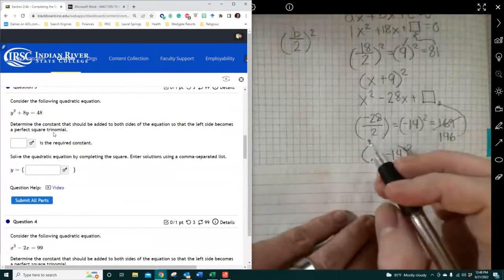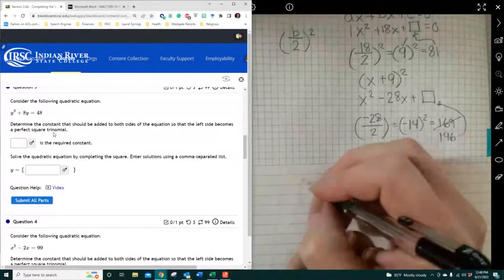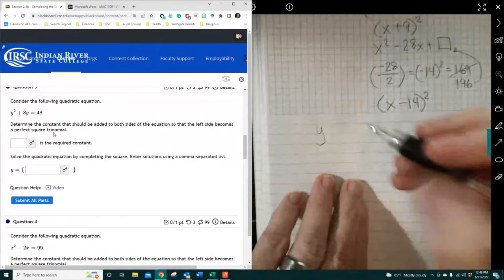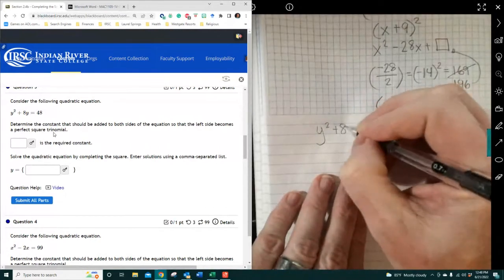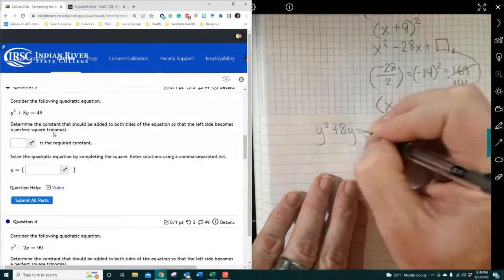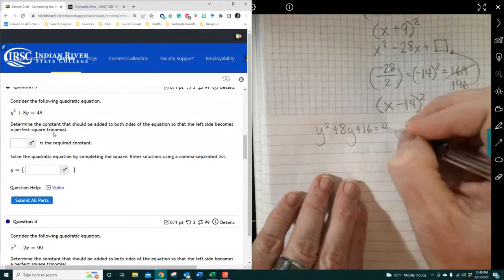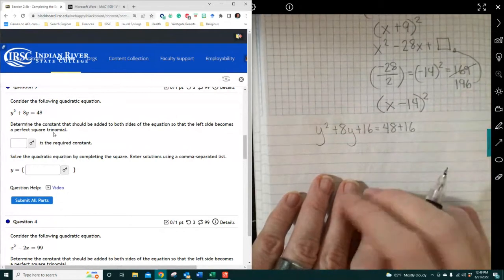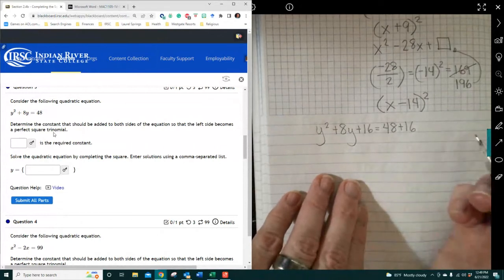Now, we know that half of 8 is 4, and 4 squared is 16. So what you do in order to make this happen, you can start doing this mentally for yourself, but you can see that this is going to be plus 16, and then what you do to one side, you must do to the other. So you put plus 16 on this side.